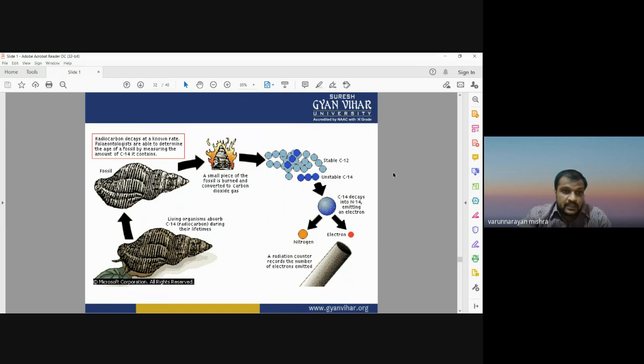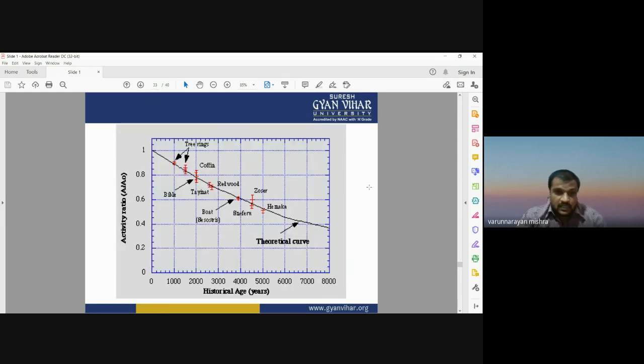This is radiocarbon decay at a known rate. Paleontologists are able to determine the age of a fossil by measuring the amount of C14 contained in that material. Moving to the next slide, this is another graph showing the ratio between the historical age and the activity ratio, that is, the decay of the material or element.